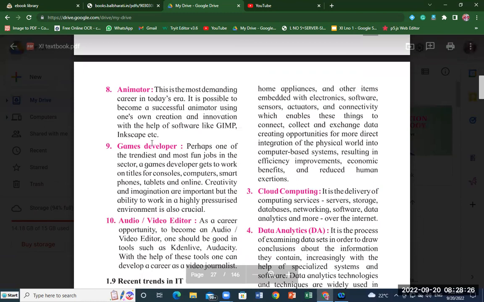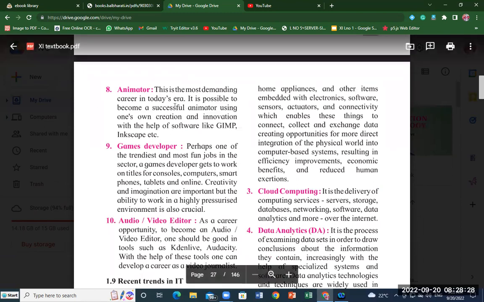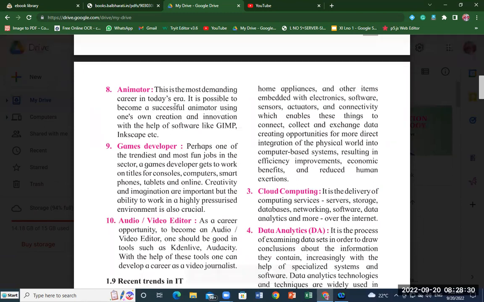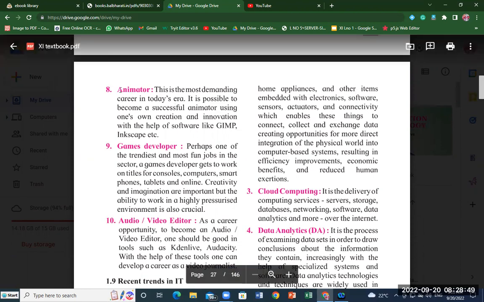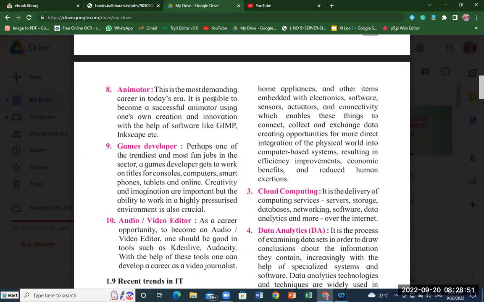Next is animator. This is the most demanding career in today's era, as we can see animation everywhere, right? Right from your TV advertisements to your nursery rhymes and all those things. Previously, we had videos of nursery rhymes, but you can see a huge difference in the animation, the graphics, the creativity, right? This is because of the animation. This is the most demanding side, okay?